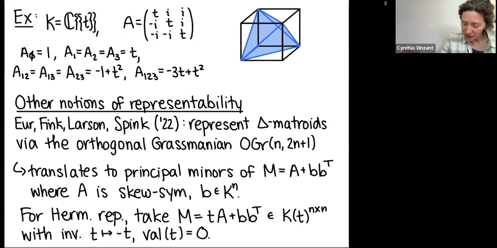Maybe in the interest of time, I'll just mention one can also translate other notions of representability of delta matroids, in particular connecting to the orthogonal Grassmannian that was mentioned earlier. So any delta matroid that you can represent using the orthogonal Grassmannian, one can also represent using principal minors of Hermitian matrices.